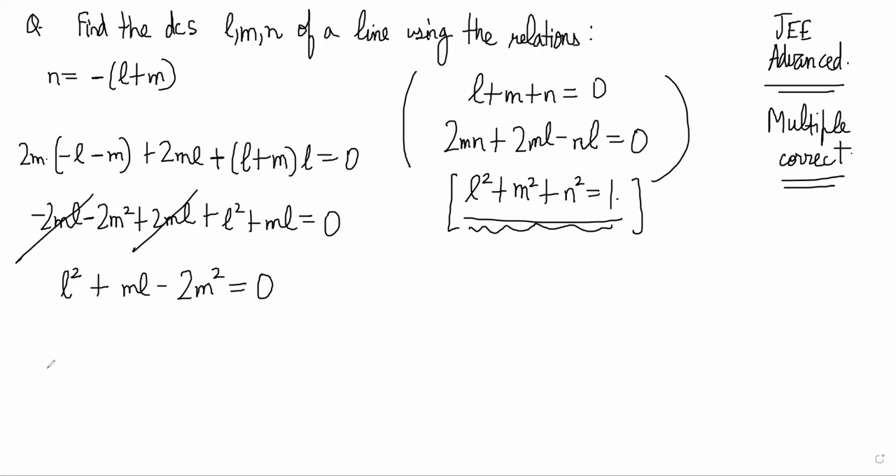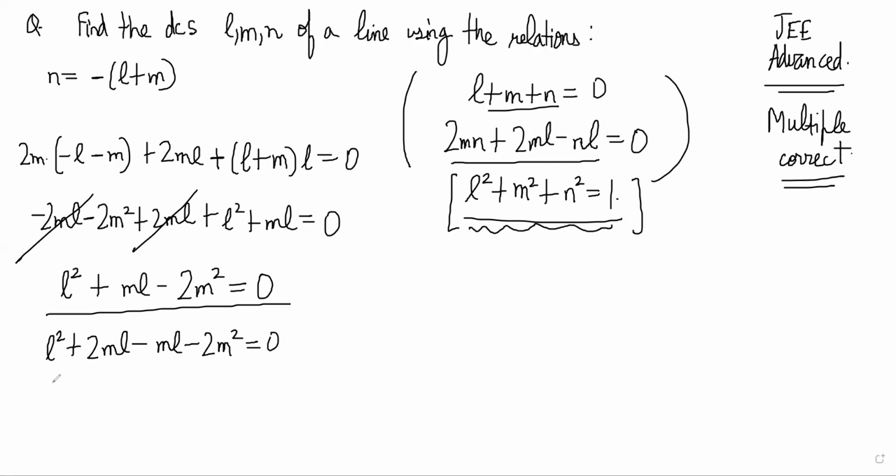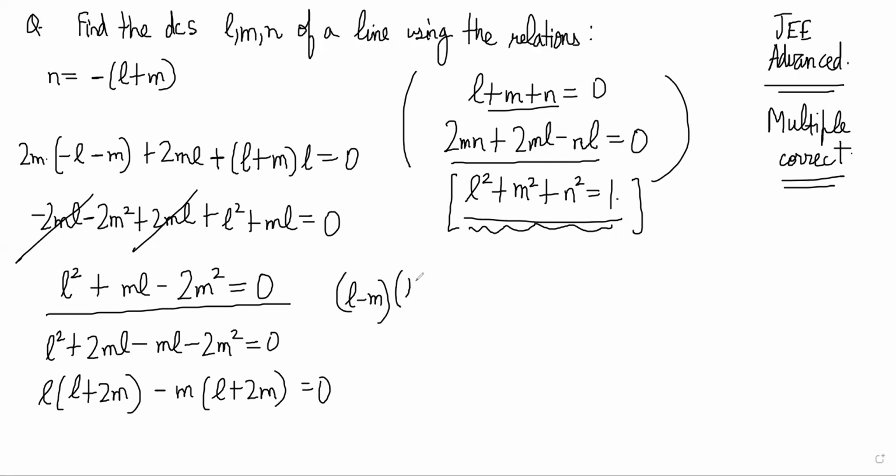We will use that condition at the end. Do you understand here what we are doing? Yes, sir. We are using the first relation to eliminate one variable and we have gotten this quadratic. This obviously has roots because you can say L square plus 2ml minus ml minus 2m square is 0. So you get L common, L plus 2m, minus m common, L plus 2m, equal to 0. So you have L minus m, L plus 2m is equal to 0.